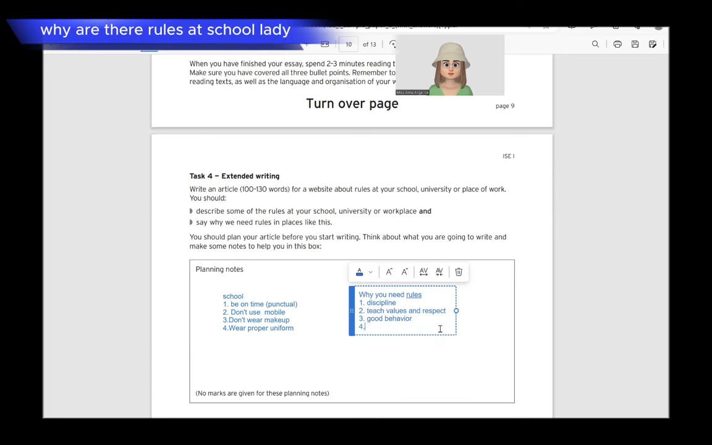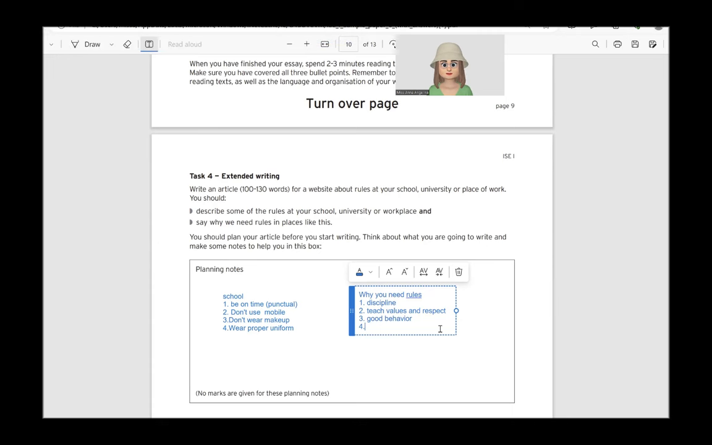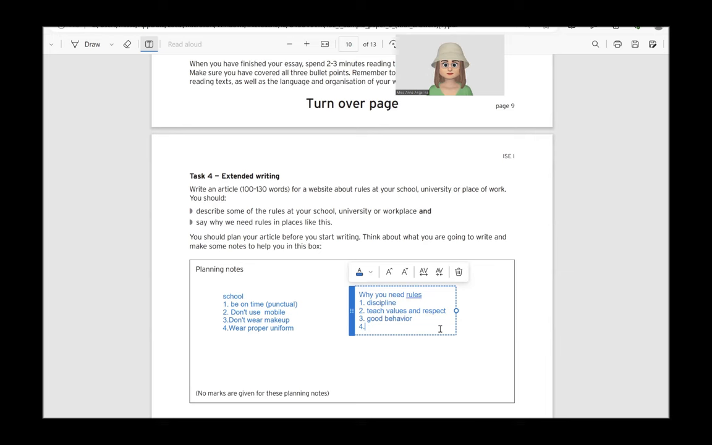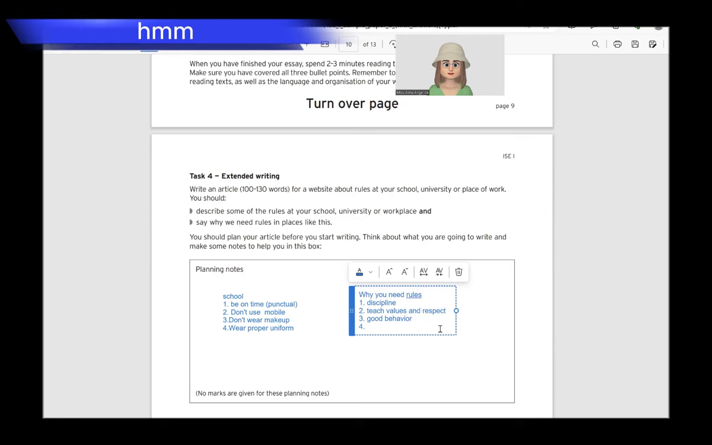And I think the fourth reason. Why are there rules at school, Nidhi? You tell me better. Why do you have rules? Number one is keeping the behavior of the student under control, and also I think to learn something. Learning. We have already covered teaching values and respect. That's already there. One more. Why do we have rules at school? For me, the biggest point is discipline. For me, the biggest point is good behavior of the students. Also teaching them values and respect.